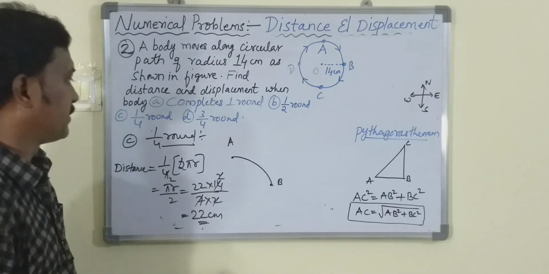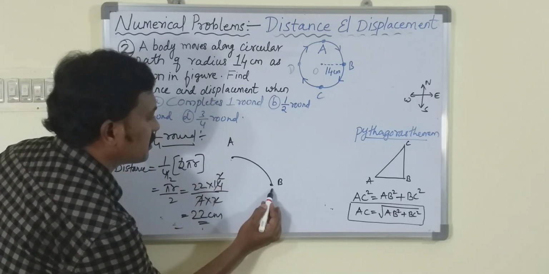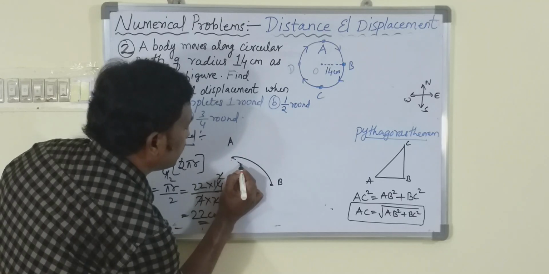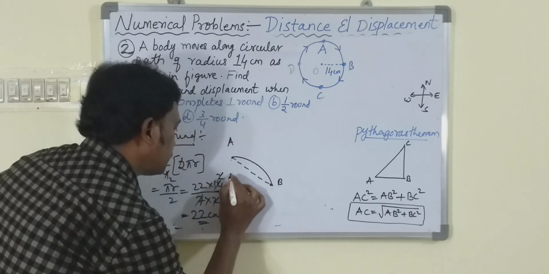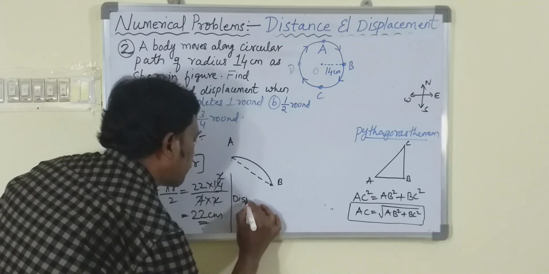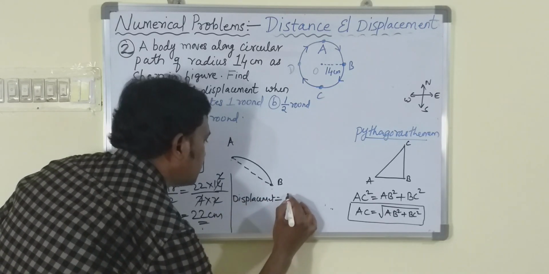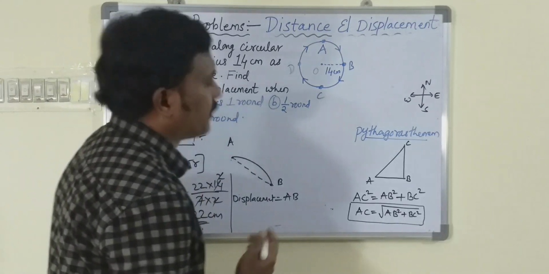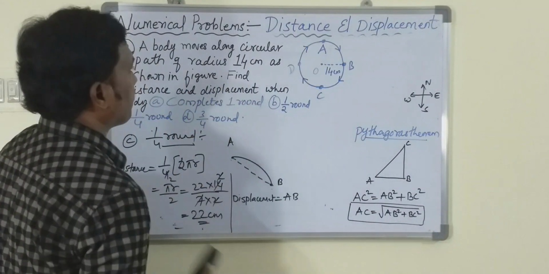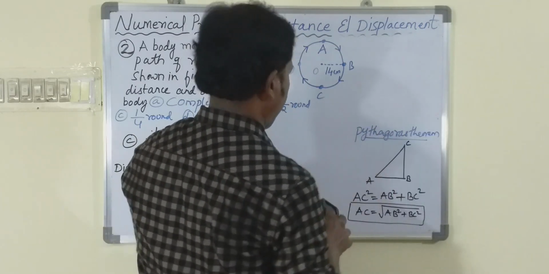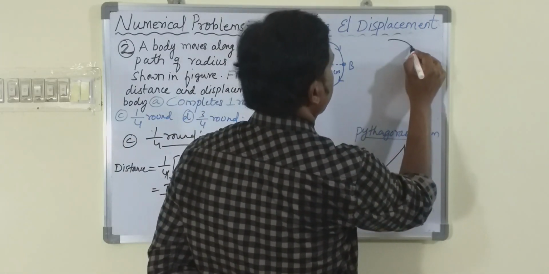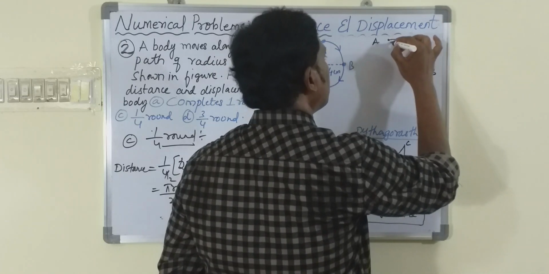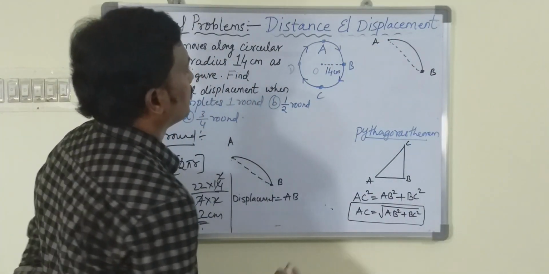Now coming to the displacement. So this is the initial point and this is the final point. So now I want the distance between these two points. So it is AB. Okay, so displacement is AB. Now how to get this AB? So here, let me draw here. AB, okay, and I want this distance AB.